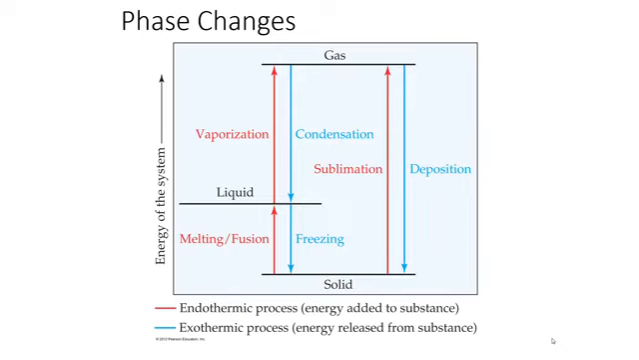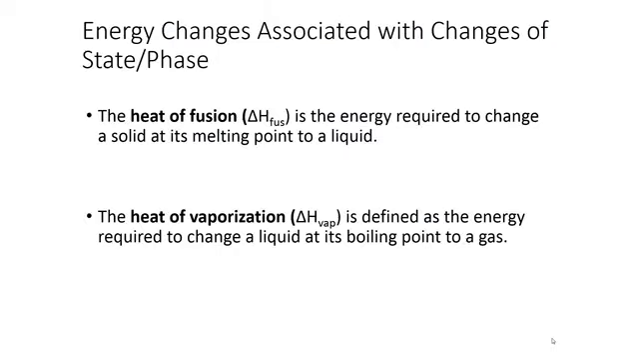There is also the process of sublimation, which is endothermic. That is transitioning directly from a solid to a gas. And its opposite, deposition, which is an exothermic process transitioning directly from a gas to a solid. We're going to ignore sublimation and deposition in this discussion and instead talk about the individual phase changes going from solid to liquid to gas and vice versa. The energy associated with a change of a solid to a liquid, or with its melting, is known as the heat of fusion, or delta H fuse.